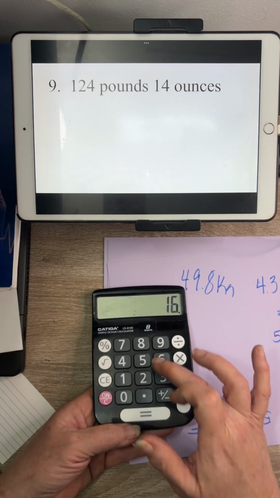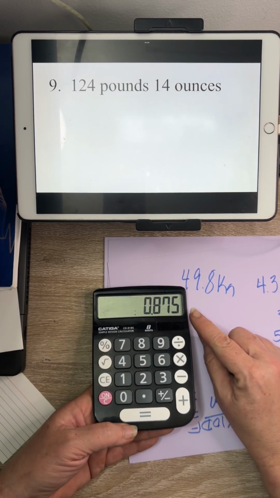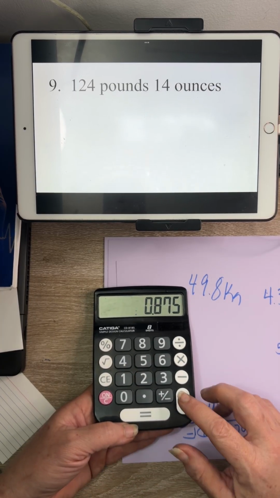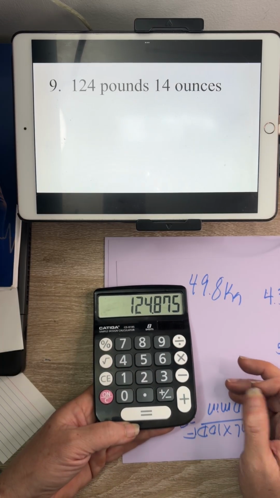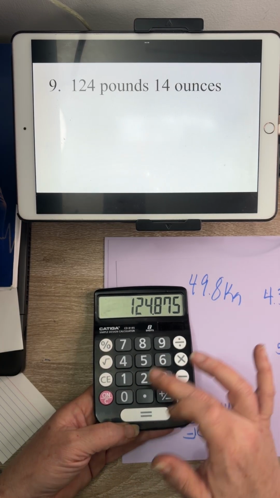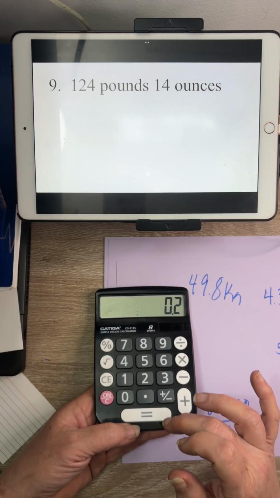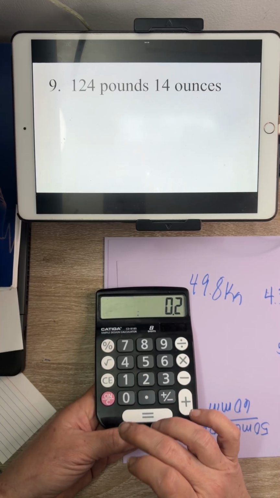Now, this one is 14 ounces. We're dividing it by 16. Do you know what you got? Then we're adding them 124 pounds to it. And then we're going to divide it by 2.2.